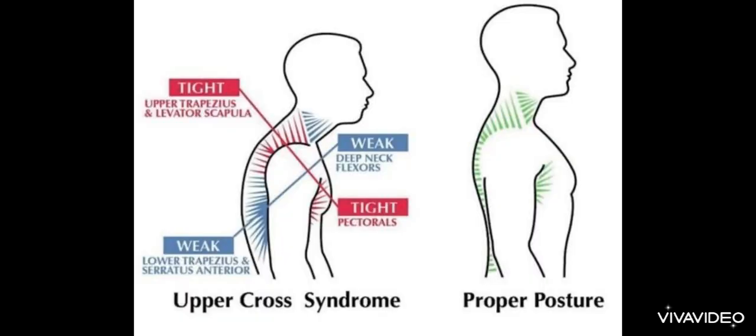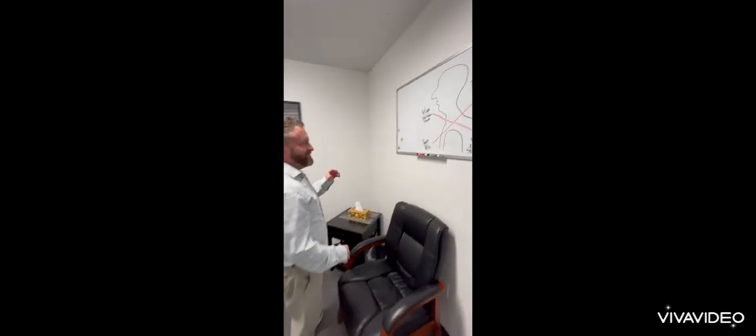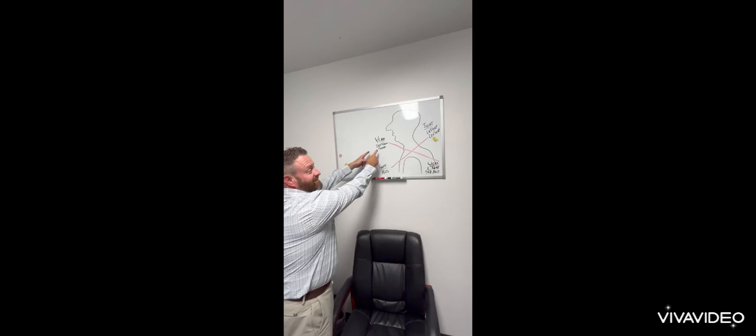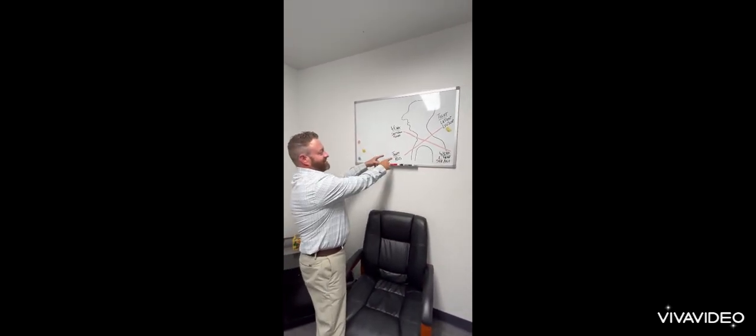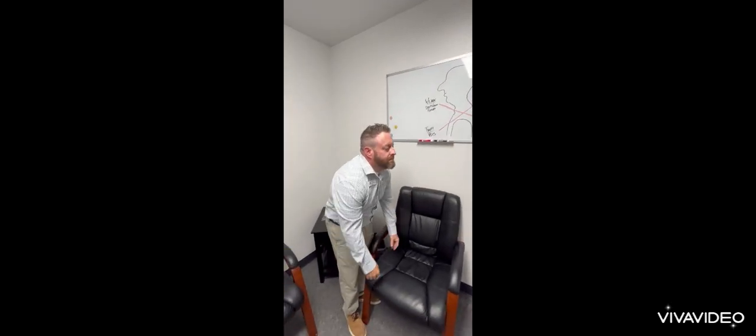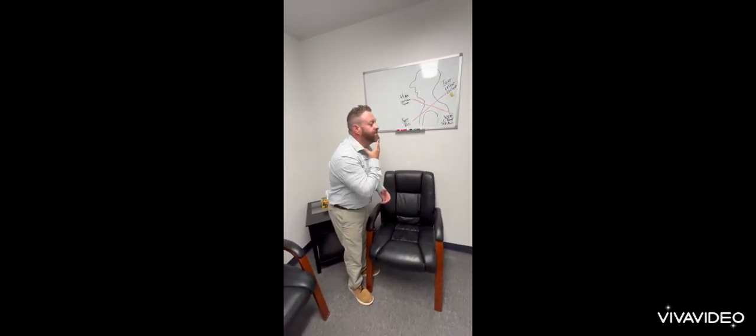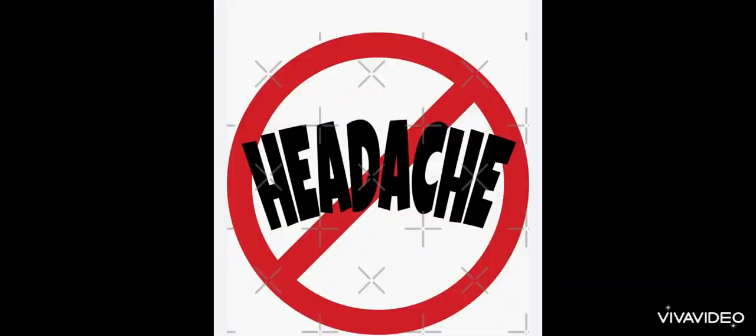Okay, here is a picture of a thing we like to call upper cross syndrome. So essentially, you can see here we have a few things that are weak and a few things that are tight. We want to stretch out what is tight and we want to strengthen what's weak. And so we want to start by strengthening the deep neck flexors. We want to also strengthen the lower traps. And then we want to stretch out our pecs, our pec major and pec minor. And we also want to stretch out our upper trap and our levator scapula. And if we can do those things, we can relieve a lot of headaches.